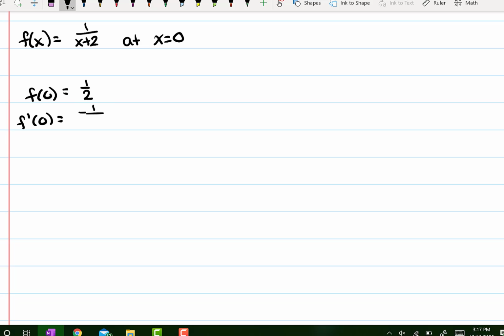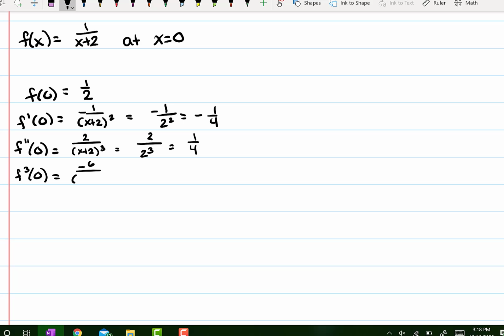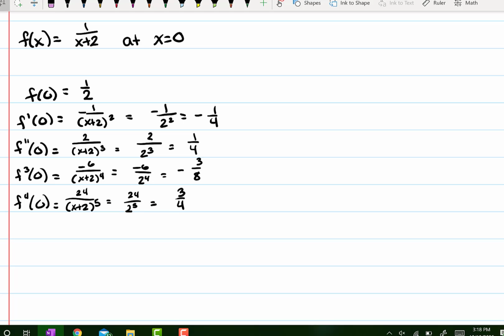Alright, so in this example we have f of x equals 1 over x plus 2, and what we're going to want to go ahead and do is take the derivative a couple times. Each time taking the derivative, remember to plug in 0 because it tells us that x is equal to 0. In this particular problem, we're finding a 5th order Taylor polynomial, so that's why we're going to the 5th derivative.